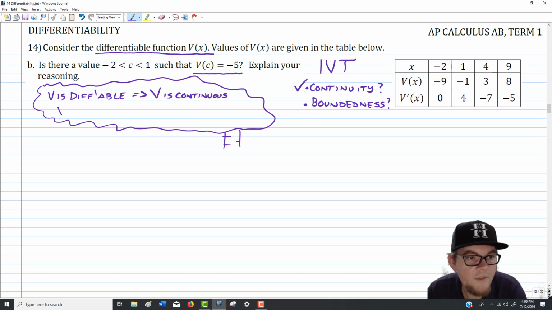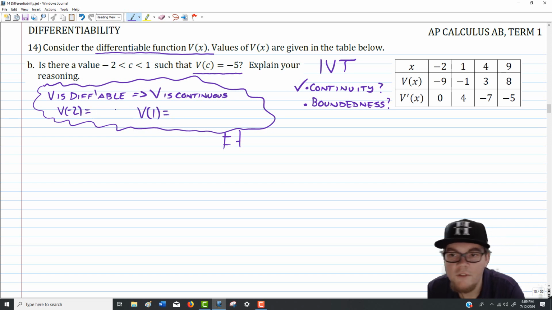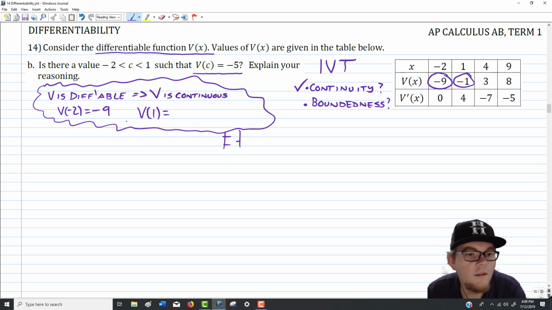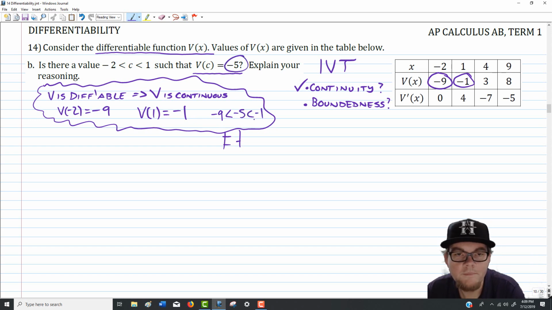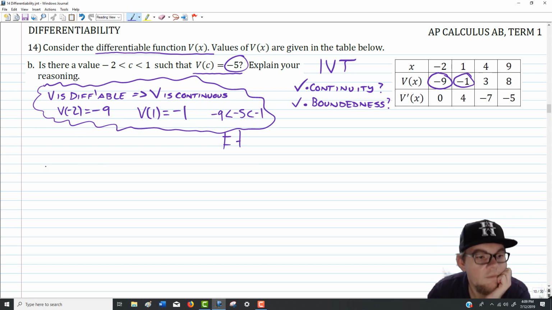Boundedness, our question is what happens at the endpoints. So we need to consider what v of negative 2 is equal to, and what v of 1 is equal to. Looking at our table, v of negative 2 is negative 9, and v of 1 is negative 1. So from there, what I know is that negative 5, the value we were interested in, is definitely between negative 9 and negative 1. So at this point, we've seen that boundedness is also guaranteed. That means yes, there's going to be such a value in there. All that's left is for us to state it properly. So let's do that.